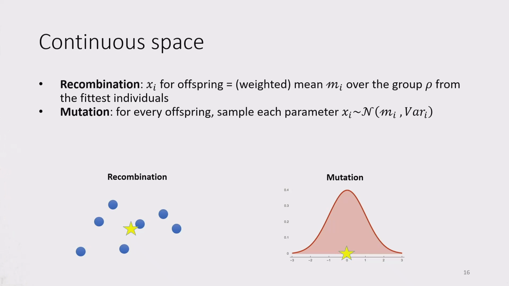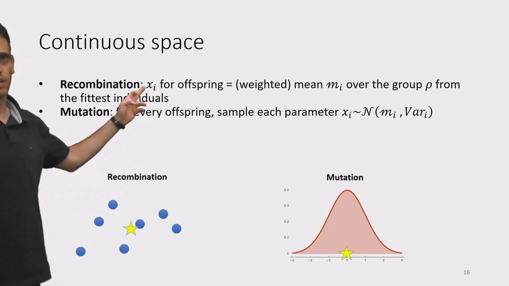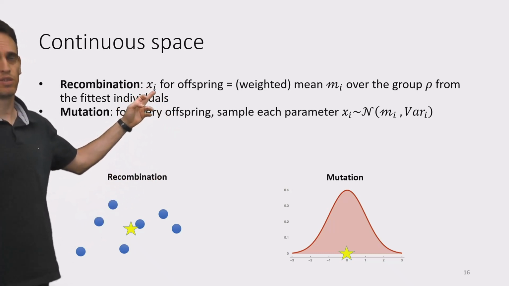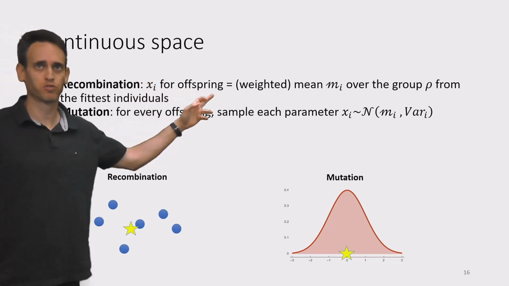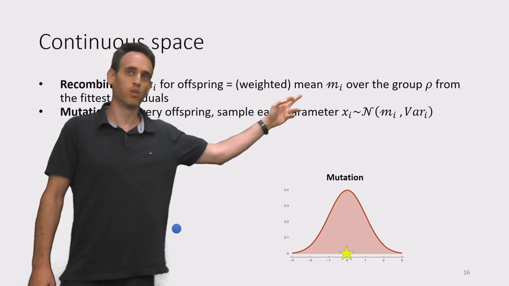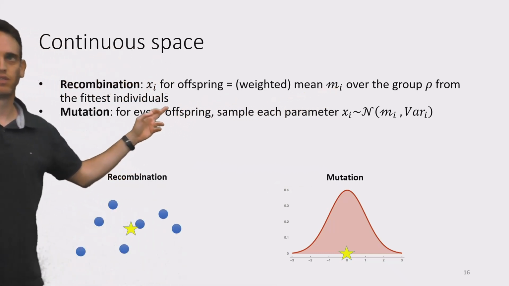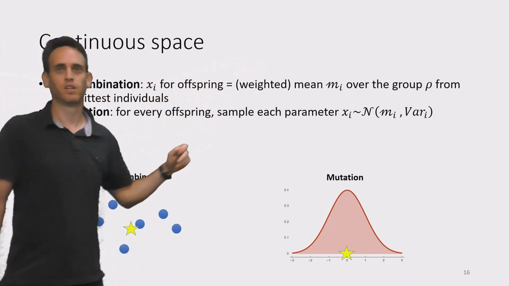Okay, let's now address the issue with continuous spaces. How do we do recombination in continuous spaces? It shouldn't be a problem, right? The x value for any parameter, the ith parameter for the offspring, should be either a weighted or unweighted mean over the group of fittest individuals, right? The raw group. That shouldn't be a problem.